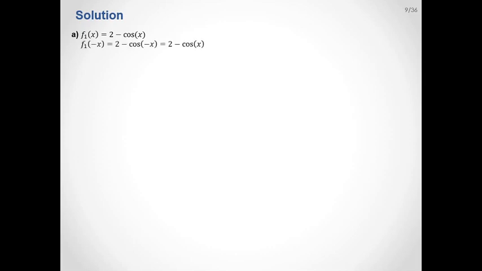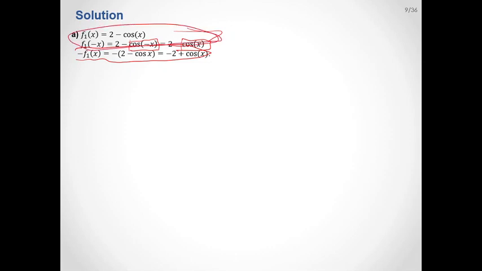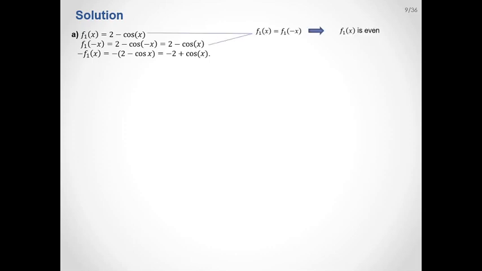Now f of minus x is this one here. Be careful, this cosine of minus x is cosine x because cosine is even. And now, are they the same? These are the same, as you see. You don't have to do this one because the first two are the same, but anyway, I did all of them. I wanted you to see these two are the same, so it's even. These two are not the same, so f is not odd.